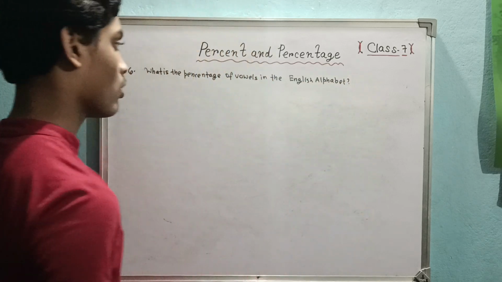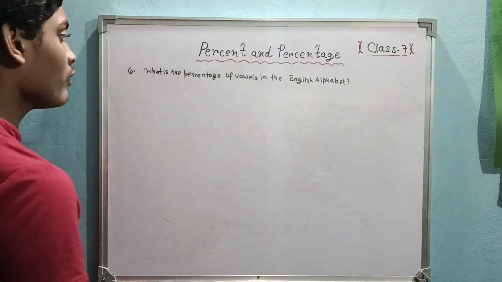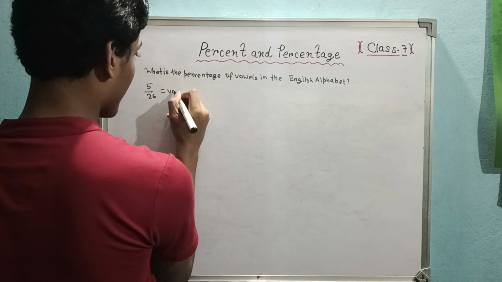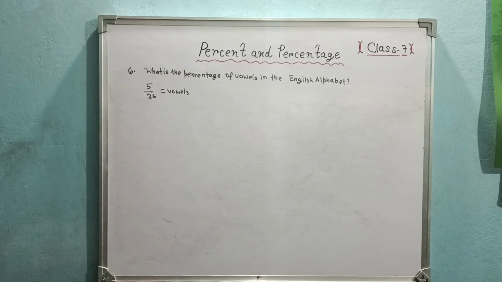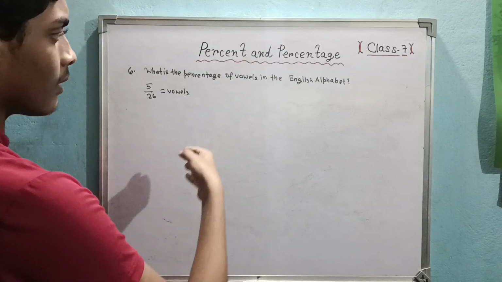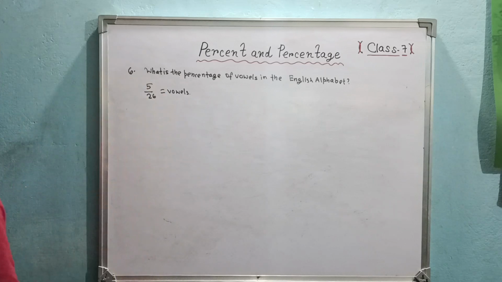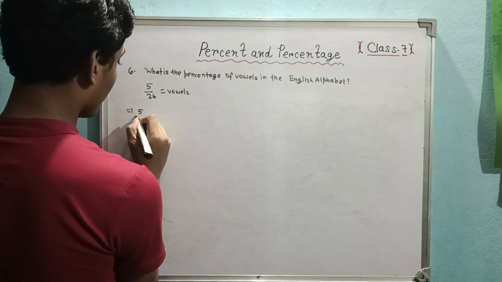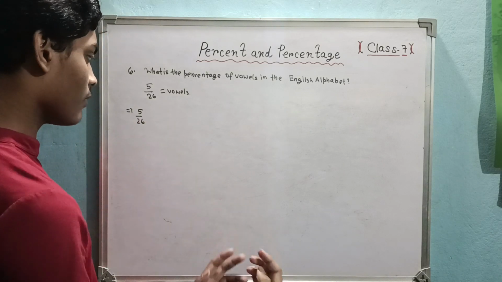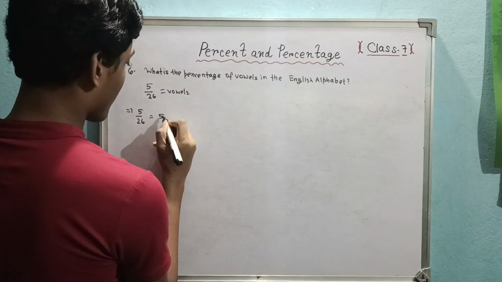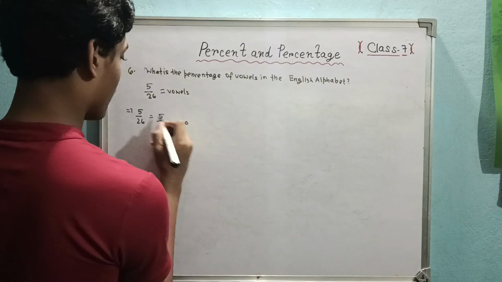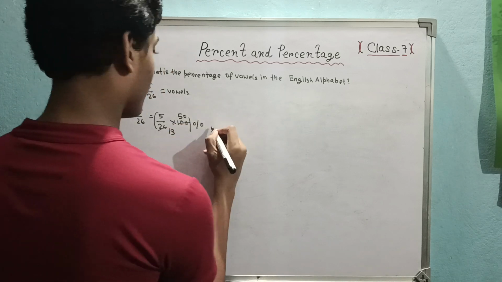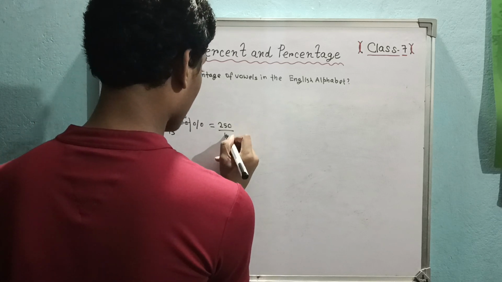So we have 5 vowels, you all know, out of the 26 English alphabets. So 5 by 26 equal to vowels, right? Absolutely, 5 vowels are there out of the 26 alphabets. 5 by 26 equal to vowels. Or 5 by 26 means what? x to be represented as percent means x into 100 equals 5 by 26 into 100%. Okay. That means 250 by 13%.